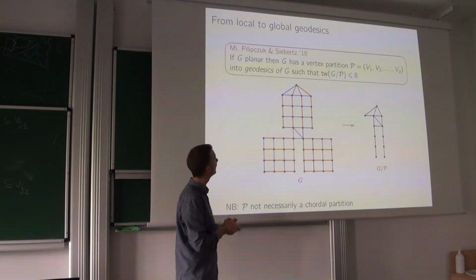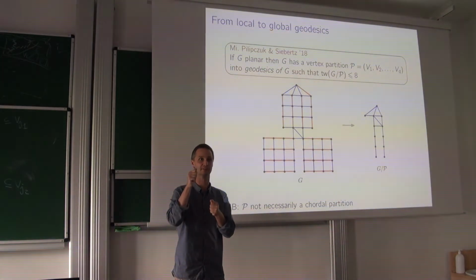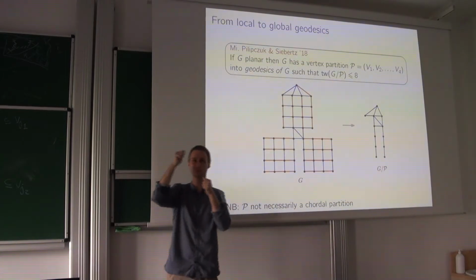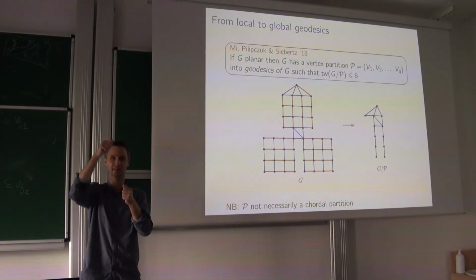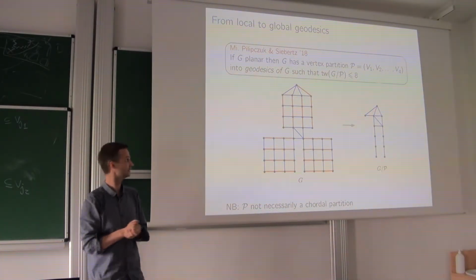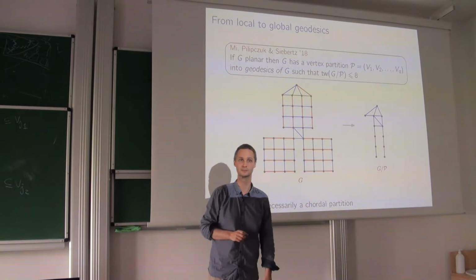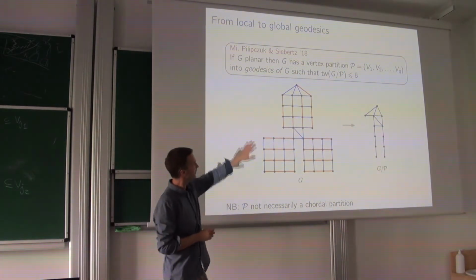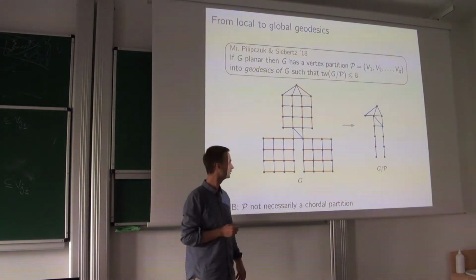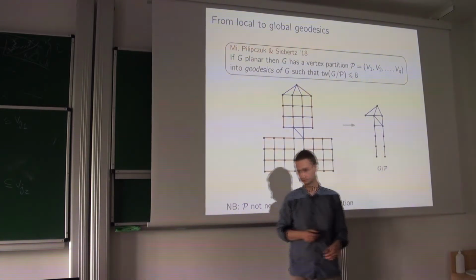Each set is connected, each Vi is connected, but moreover, it's a global geodesic. So it's the shortest path between two vertices in the original graph G. Right? So each Vi is a path in G, and that path is the shortest path in G between these two endpoints. And there is a way to get such a vertex partition in such a way that the quotient graph has small treewidth, at most 8. Right, so imagine that your graph G, in orange, these are the geodesics that you used for defining your vertex partition, and that would be your quotient graph, which has small treewidth.